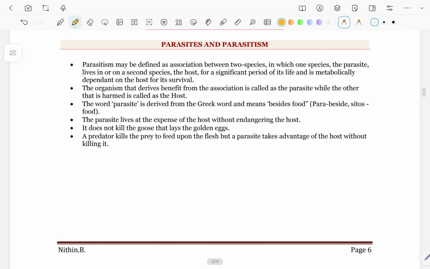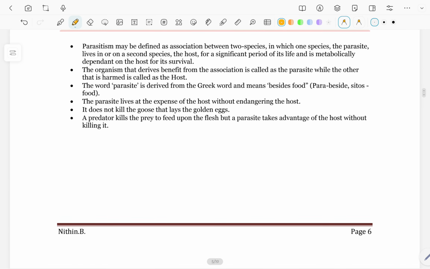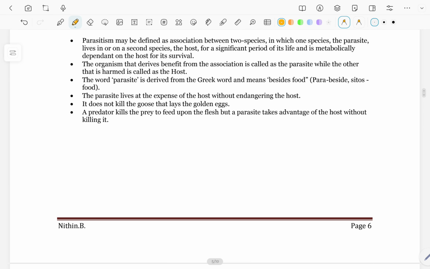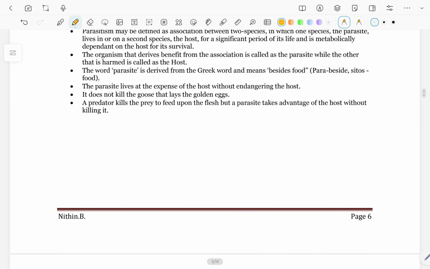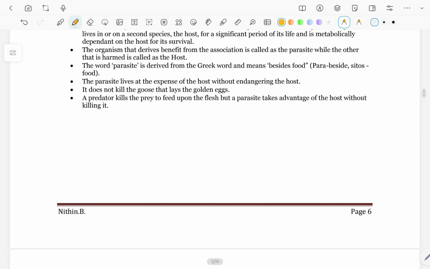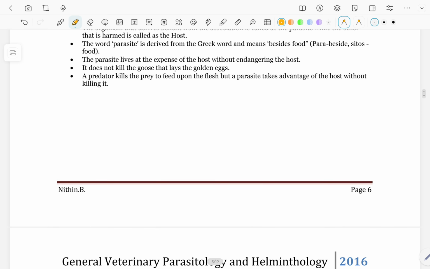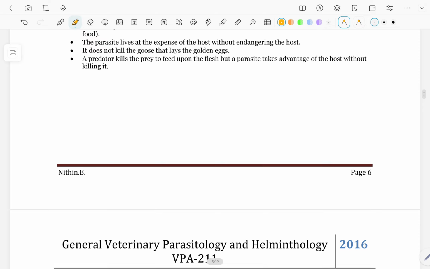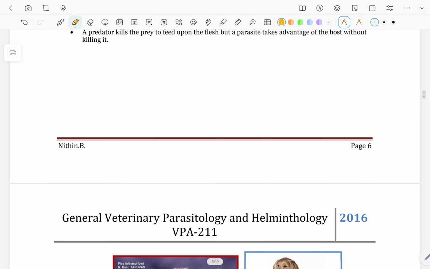The word parasite is derived from the Greek words para, meaning besides, and sitos, meaning food. The parasite lives at the expense of the host without endangering the host. It does not kill the goose that lays the golden eggs. A predator kills the prey to feed upon the flesh, but a parasite takes advantage of the host without killing it.